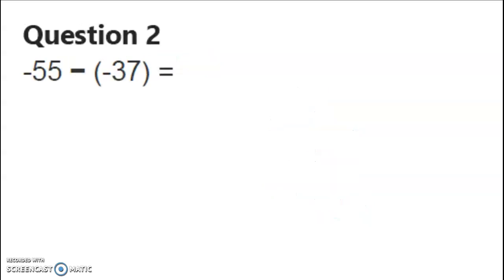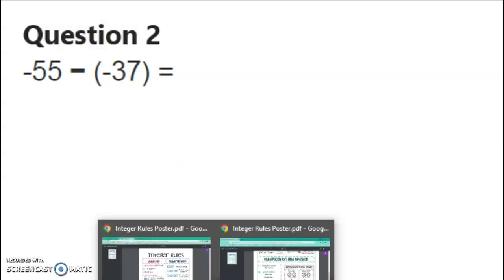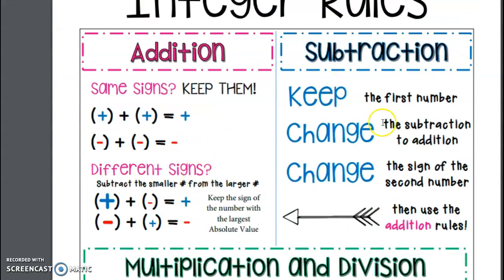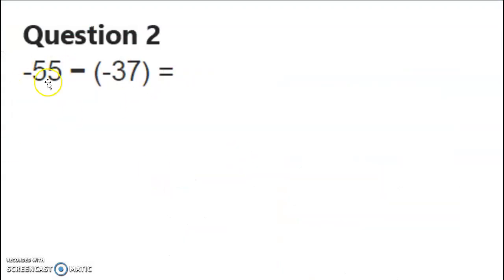All right, so we might bounce around a little bit because I want to do multiplication, but we'll go in order. So now we are in subtraction. So now I have to start thinking again. Where are my subtraction rules? Okay, so subtraction, I need to keep, change, right? And once I do keep, change, then I use my addition rules. Okay, perfect. So these are my addition rules. So we have to do keep, change. I'm going to keep the negative 55. I'm going to change this to a plus sign, and I'm going to change this to a positive 37.